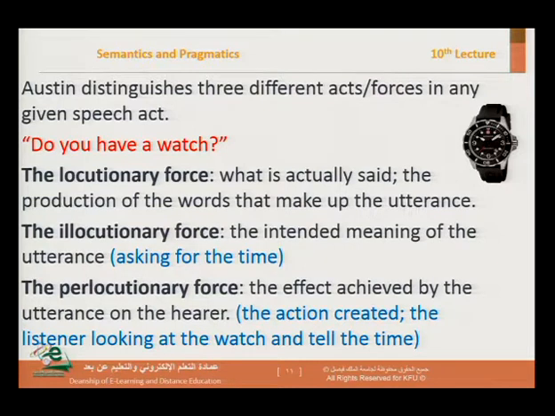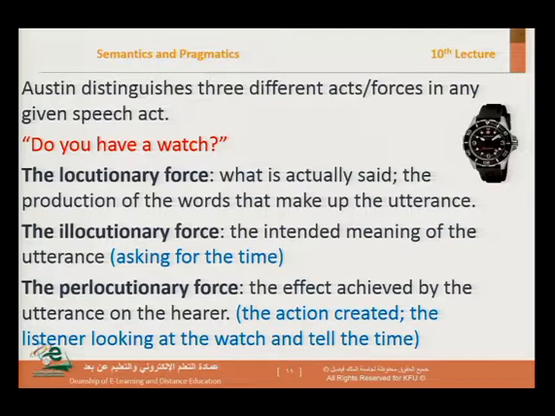The perlocutionary force is basically the result. You have a statement or an utterance. You have a meaning. So what would happen now? The effect achieved by the utterance on the hearer. The action created. The listener looking at the watch and telling the time. It's 5 o'clock. That's the perlocutionary force. So it's very easy, very straightforward.